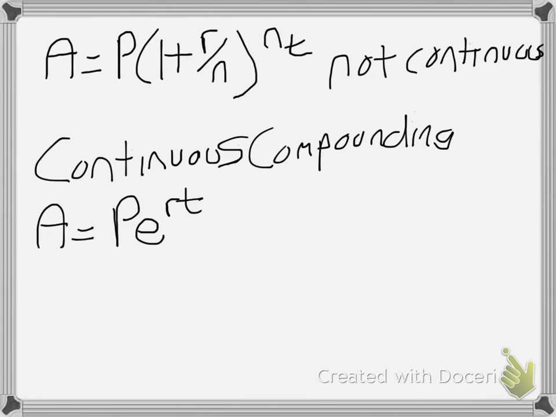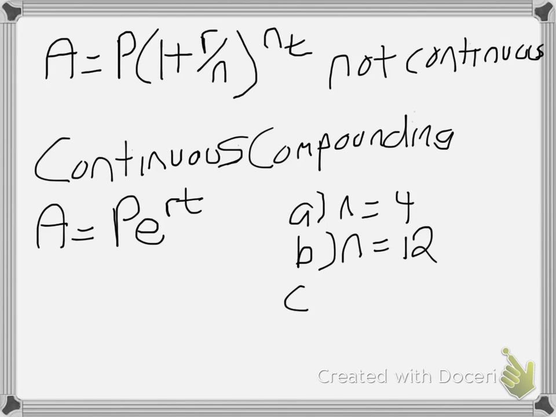I'm going to let you do the examples that are at the bottom. Make sure you see quarterly. By the way, quarterly means what? That means 4 times a year. So for the first example, A, N is going to be 4, because 4 times a year. B, monthly. What's N going to be there? Hopefully you all are screaming at me it's 12, because there's 12 months in a year. And then continuously for part C, you're going to use the PERT formula. For part A and B, you're going to use that.